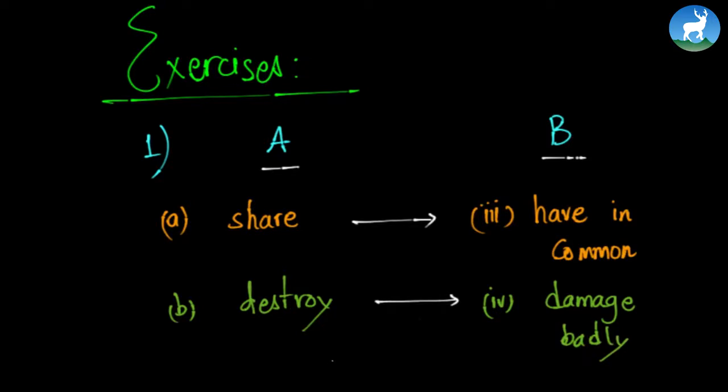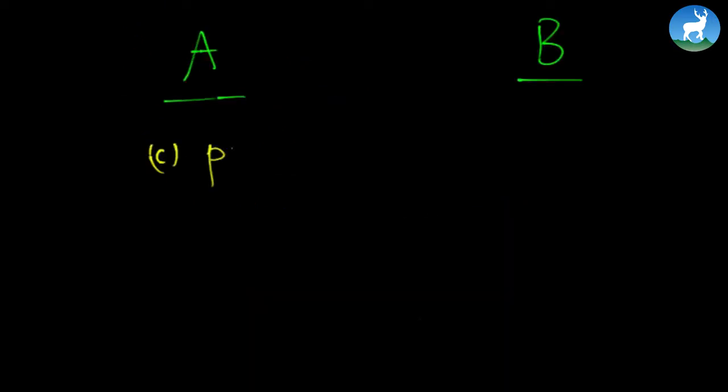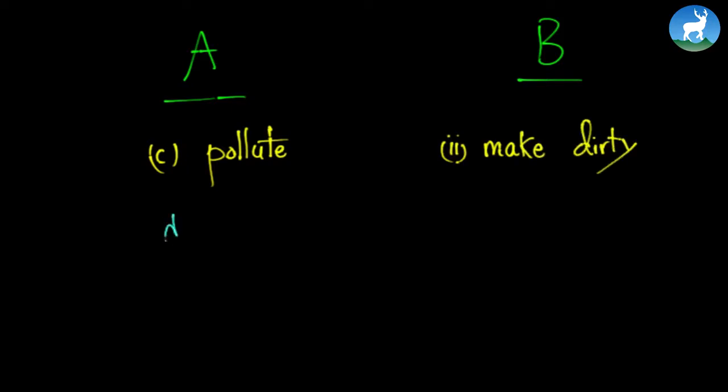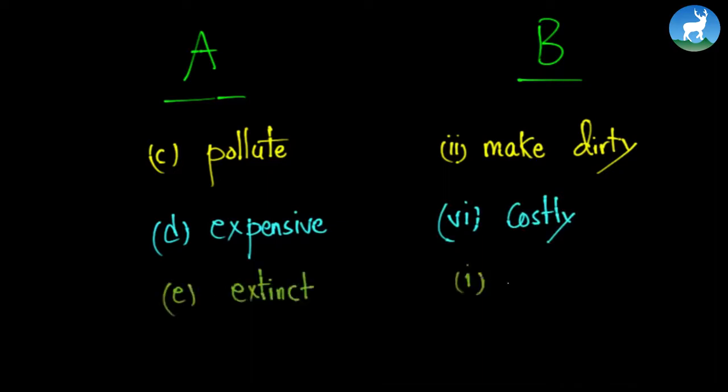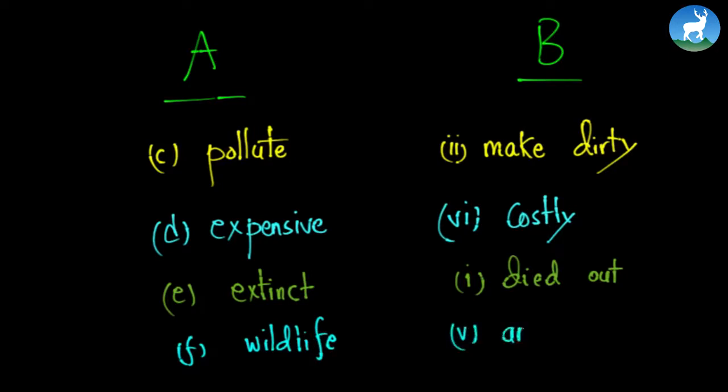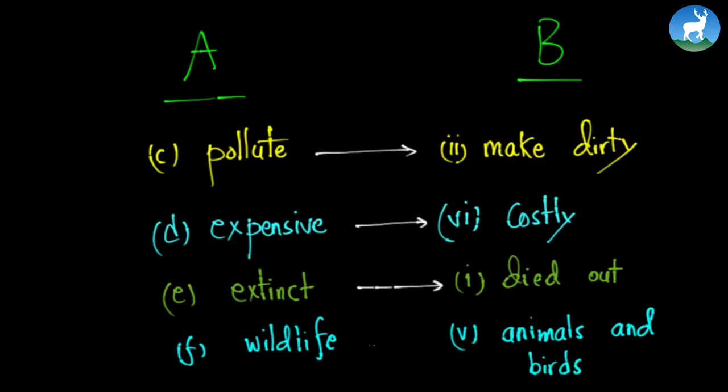Moving on, let's find more meanings. So this is from the Match the Following section. The third word we have is pollute. The meaning is make dirty. Let's go on finding more matches. Number D, the word is expensive, and the match to that is costly. Another word, number E, is died out. The last one is wildlife, and the match to that one is animals and birds. So pollute goes with make dirty, expensive goes with costly, extinct goes with died out, wildlife with animals and birds. So this is the end of the match the following section.